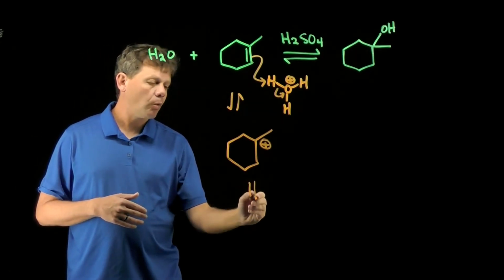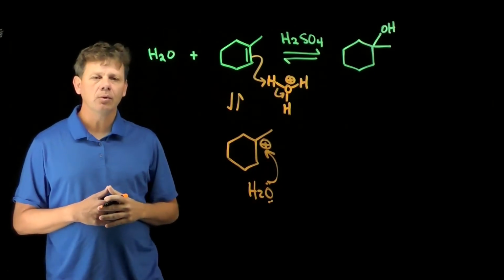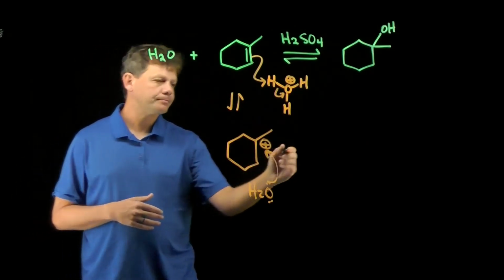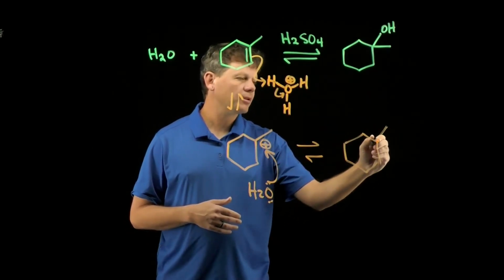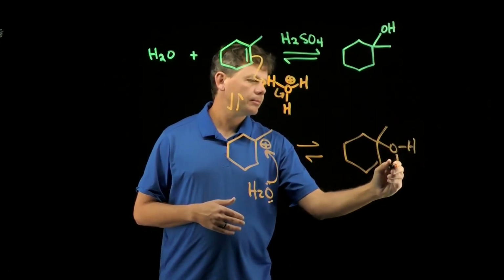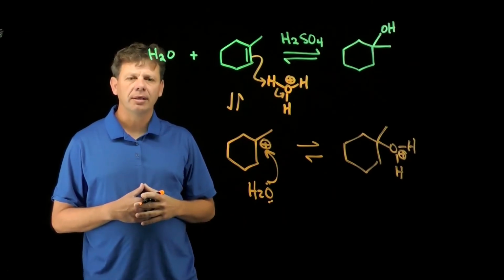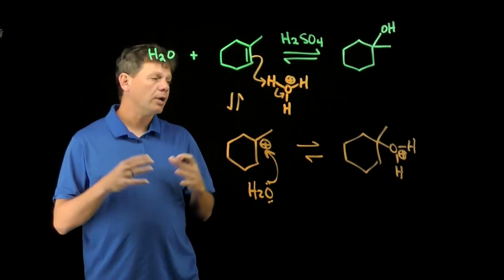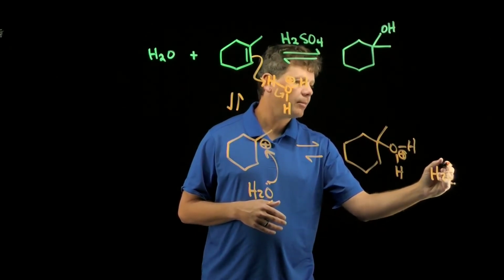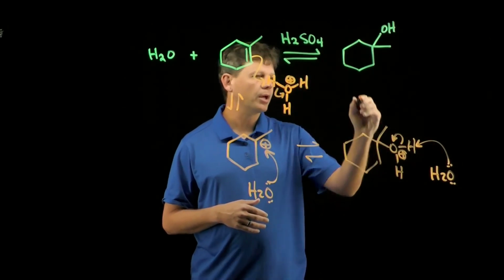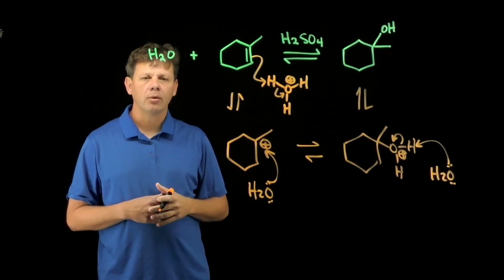That's going to happen by water donating a pair of electrons from the oxygen to the empty p orbital of the carbocation. When that happens, water brings along its proton, so that at this point we have an acidic proton in the molecule. With water as the solvent, there's lots of it around, so another molecule of water can come in and remove that proton to give us the alcohol as our product.